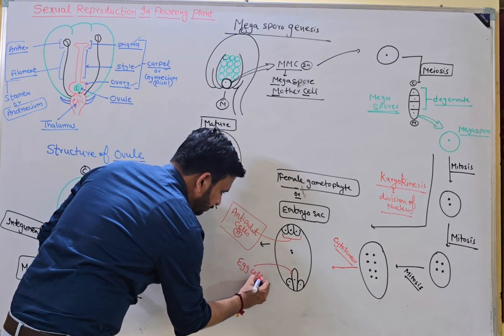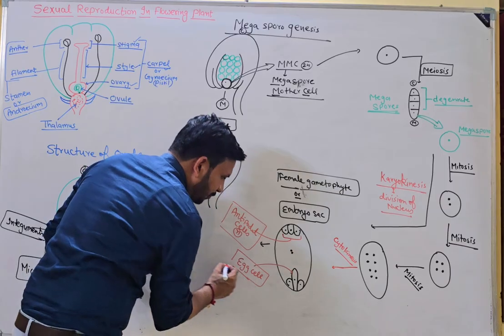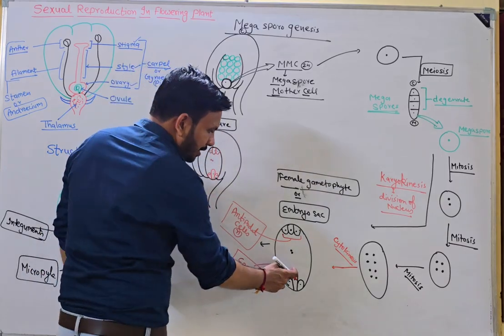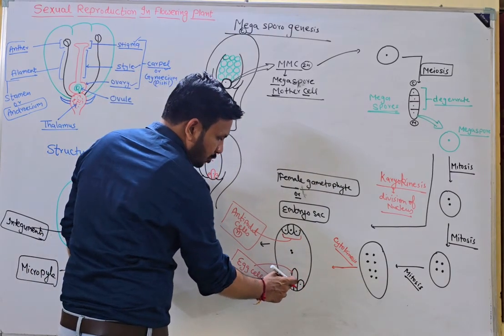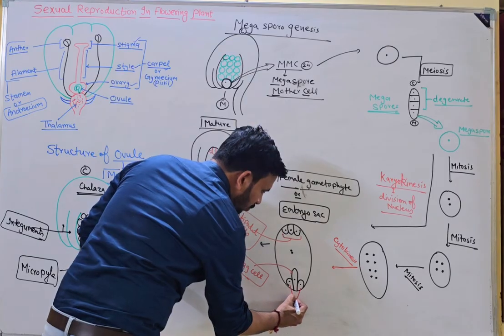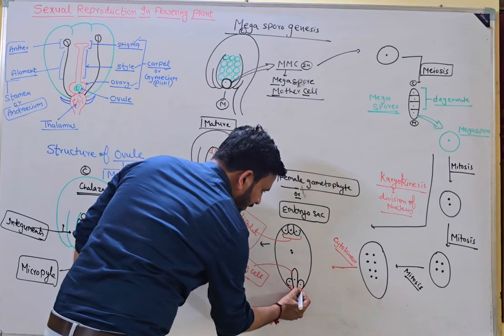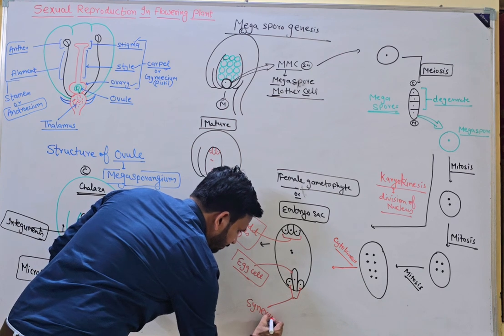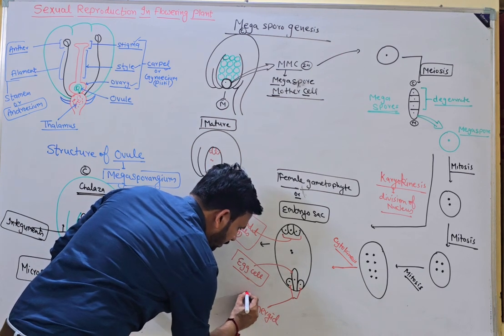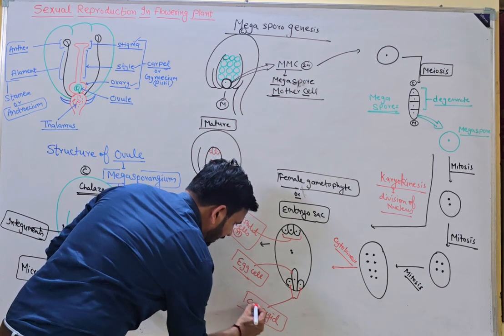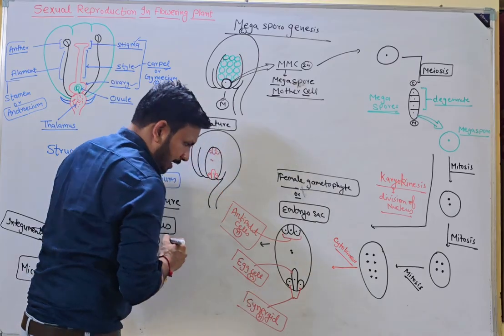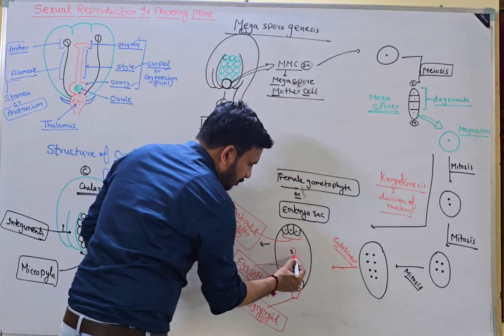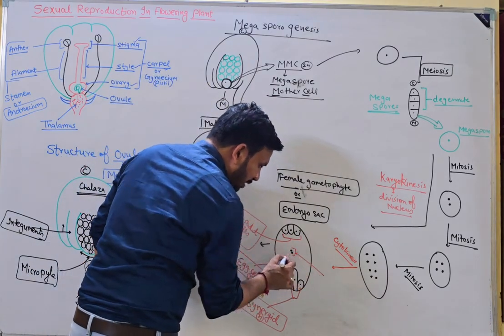That is called egg or egg cell. And on either side of the egg cell, 2 cells are there. These cells are called synergid cells. Their ploidy is n. The egg cell's ploidy is also n. And in the middle you can see these 2 nuclei.